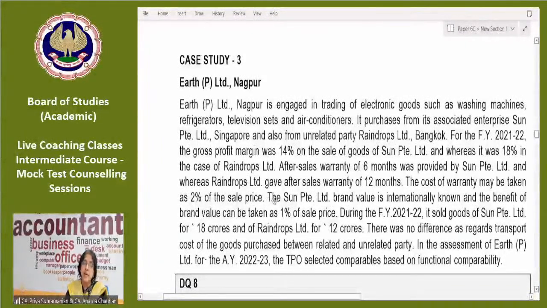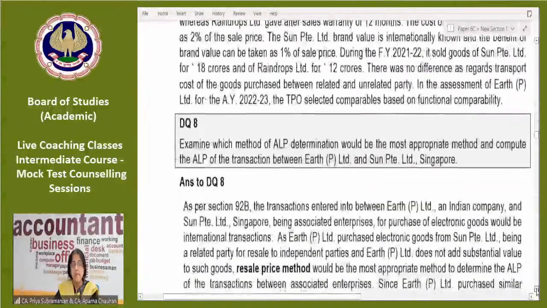Cost of warranty may be taken as 2% of sales price. Sun Private Limited's brand value is internationally known, and the benefit of brand value can be taken as 1% of sale price. During the financial year 21-22, it sold goods of Sun Private Limited for 18 crores and of Raindrops Limited for 12 crores. There was no difference as regards transport cost of goods between related and unrelated party. In the assessment of Earth Private Limited for assessment year 22-23, the TPO selected comparables based on functional comparability. Okay.